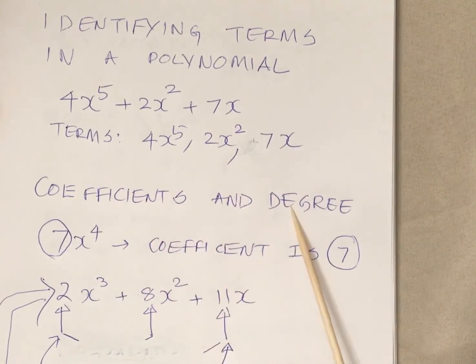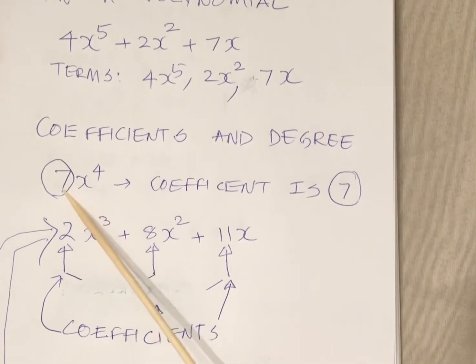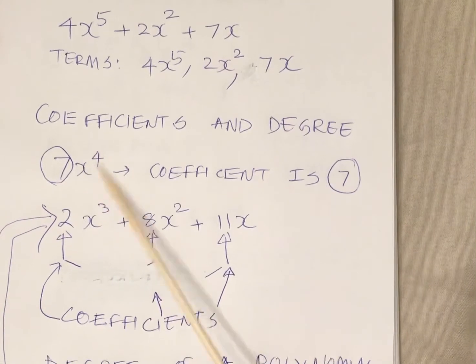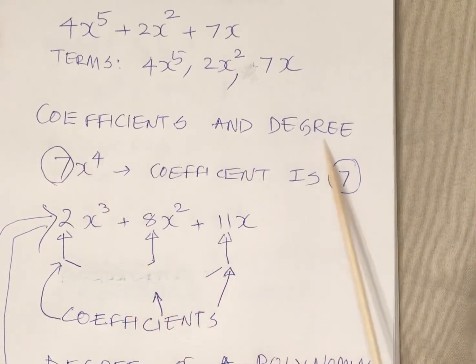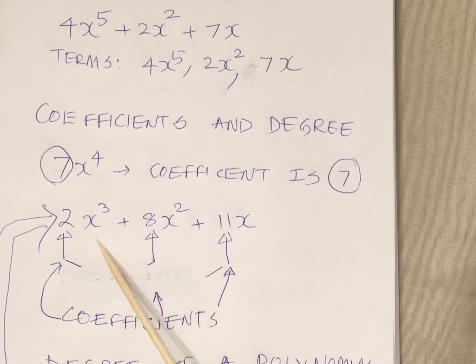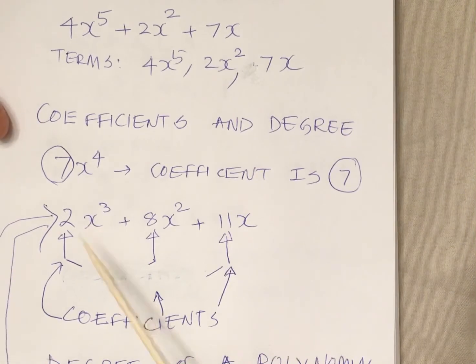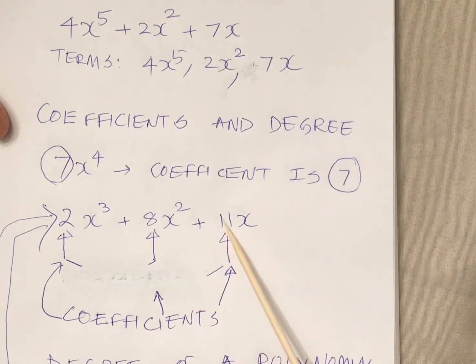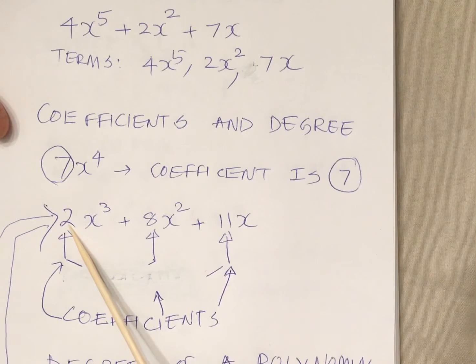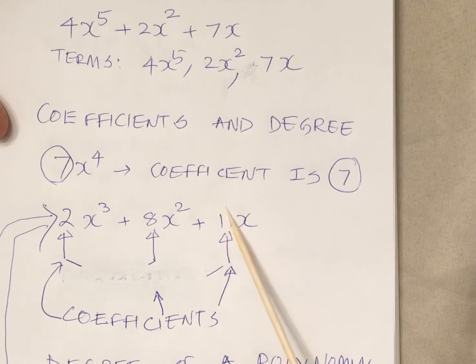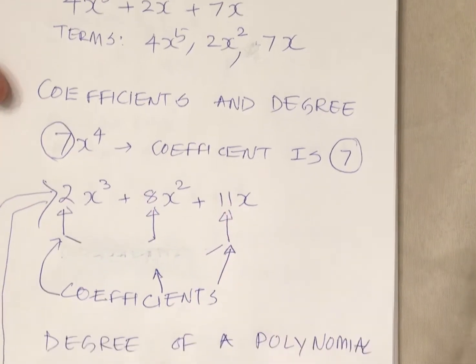Now coefficients and degree. Coefficient is the number you have before the variable. Let's say you have 7x to the power 4, coefficient will be 7. That's what I wrote here. Now, in this polynomial, we have 2x cubed, 8x squared, 11x. The coefficient for the first term, which is cubed, is 2. Coefficient for the second term is 8. Coefficient for the third term is 11.